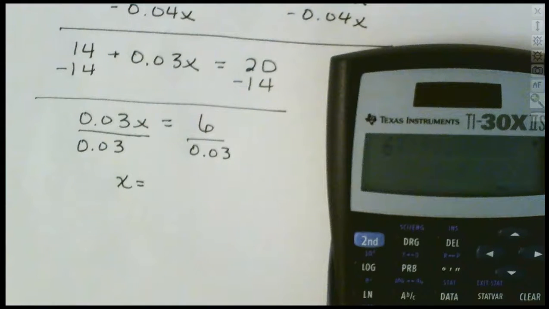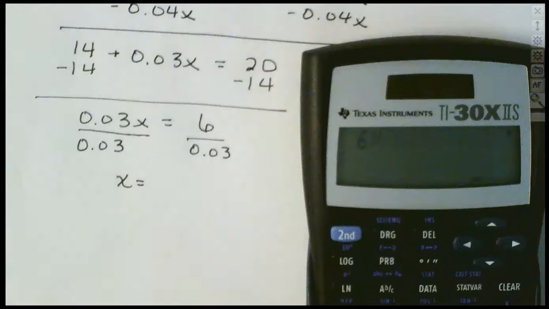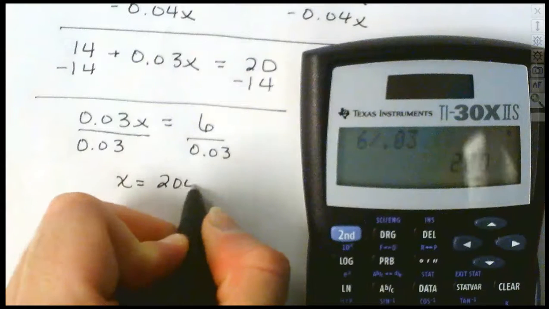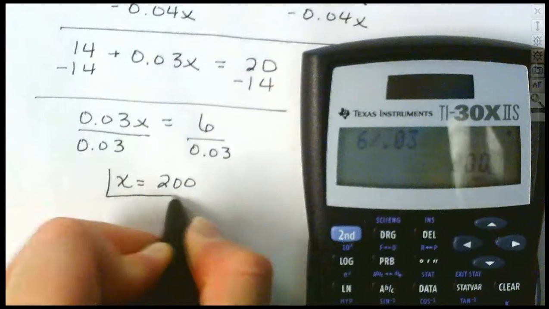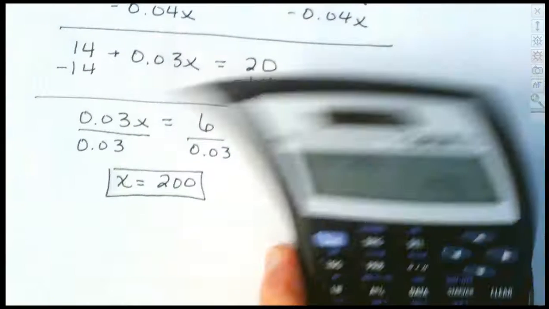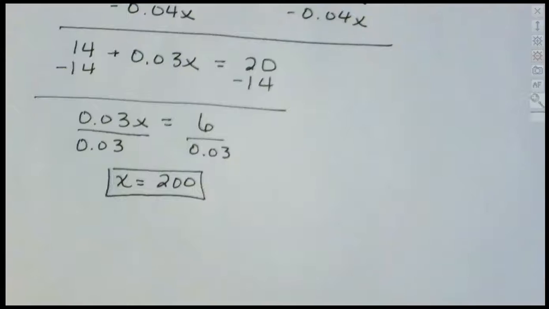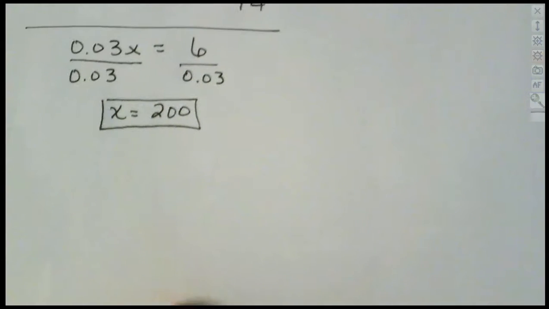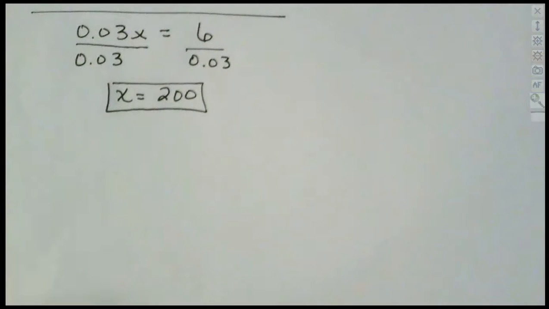So we've got 6, and we're going to divide that by 0.03, and that's going to come out to be now 200. So what do we do with the decimals? We just use our calculator. Right? The textbook shows you how you can clear the decimals out. I think you're more likely to make a mistake by clearing out the decimals. Just use a calculator.